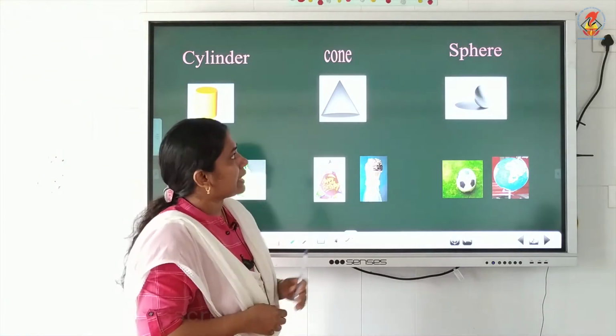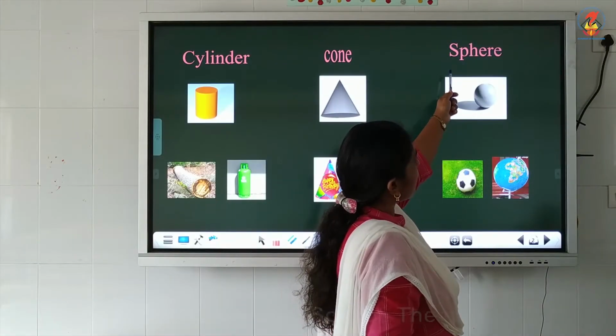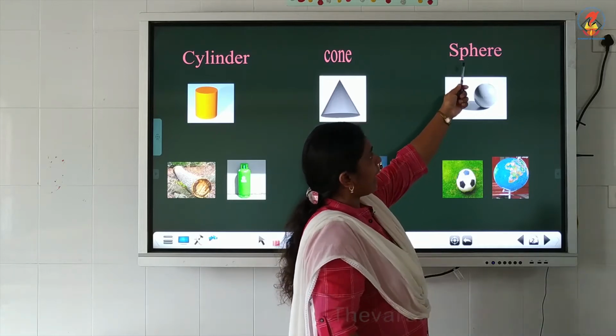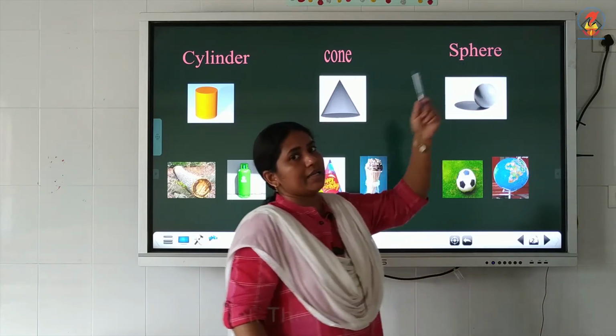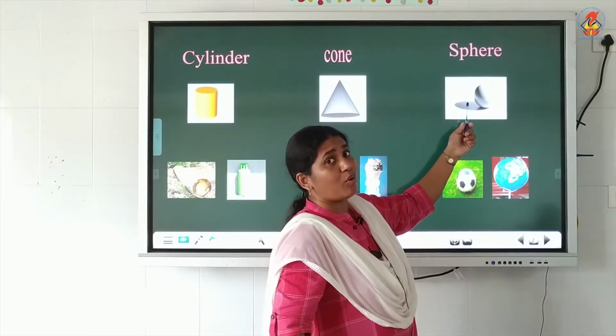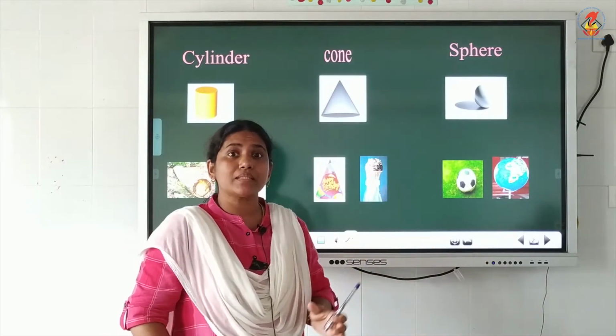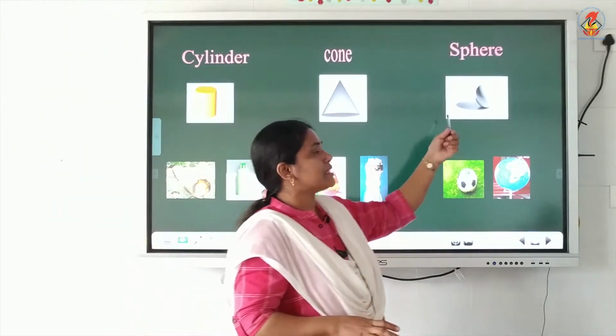Okay. Now the last 3D shape we are going to study this year is sphere. S-P-H-E-R-E, sphere. Look at the picture. It looks like a ball. Is it, children? It looks like a ball. So a ball is a very good example for sphere.